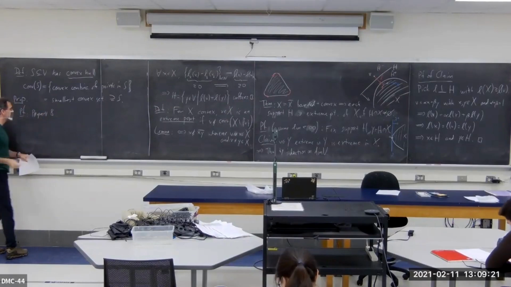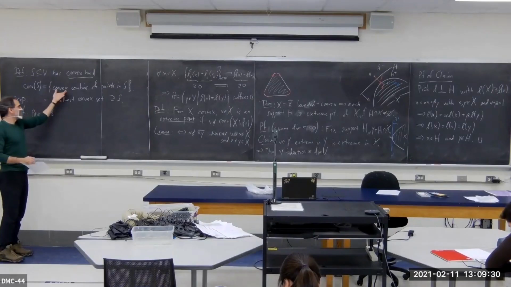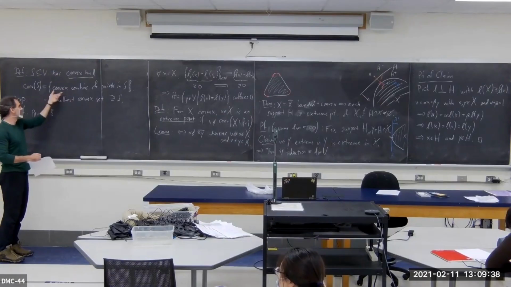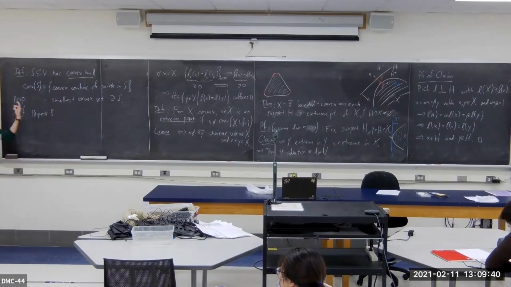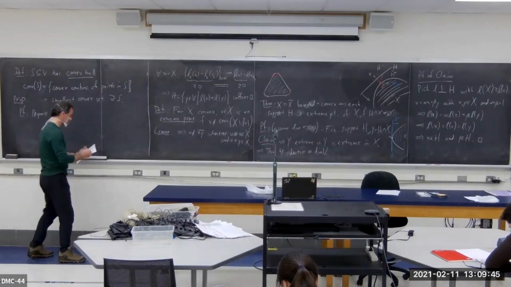Property 8 said this when S was a finite set. But the point is that a convex combination of points in S only uses a finite set of points in S at a time. So you're only ever using a finite set of points in S when you're making a convex combination. So S needn't have been finite to begin with in order for that to hold.